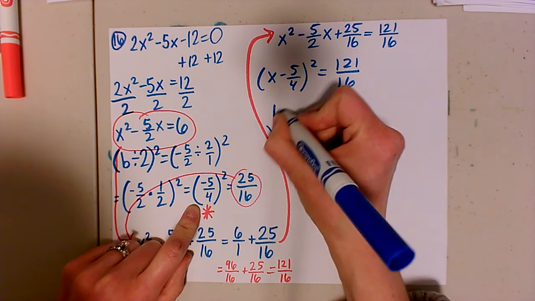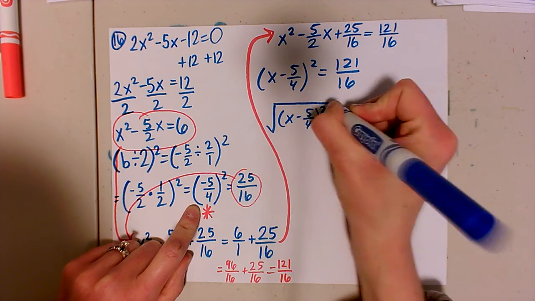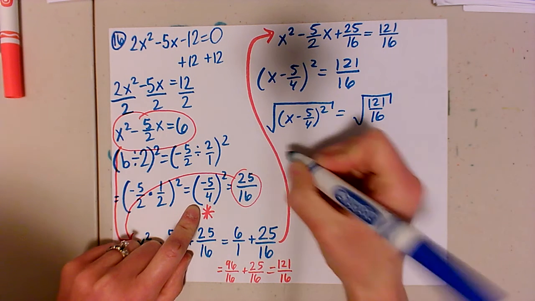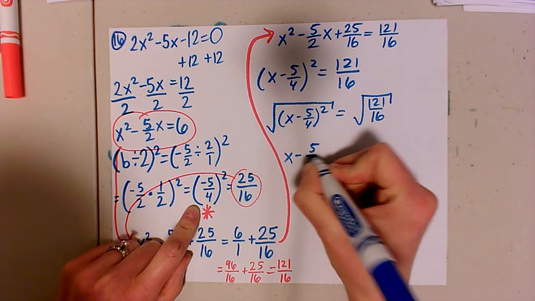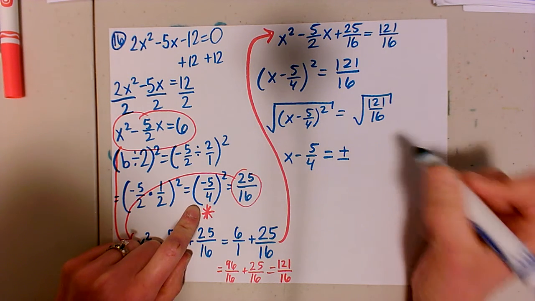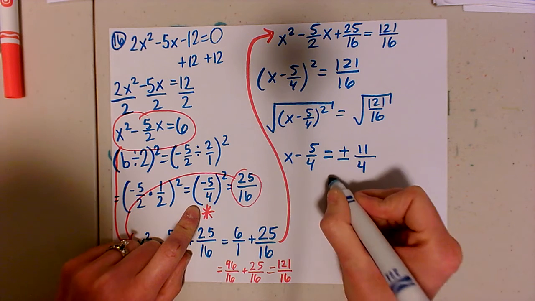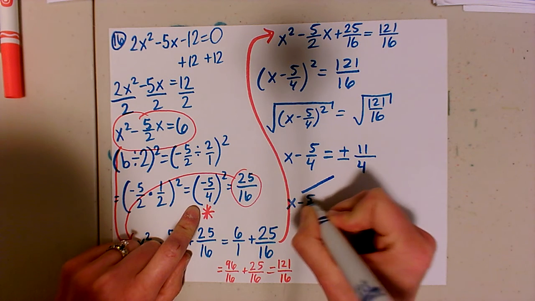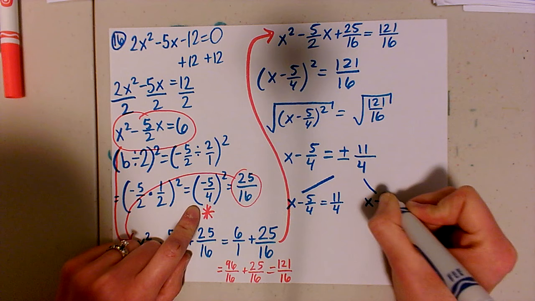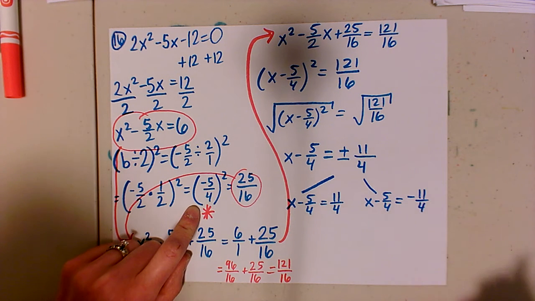So now we can take the square root of both sides. On the left we'll have x minus 5/4, and on the right we'll have plus or minus, well, the square root of 121 is 11, and the square root of 16 is 4. So now we have two equations. So I have x minus 5/4 is positive 11/4, and x minus 5/4 is negative 11/4.